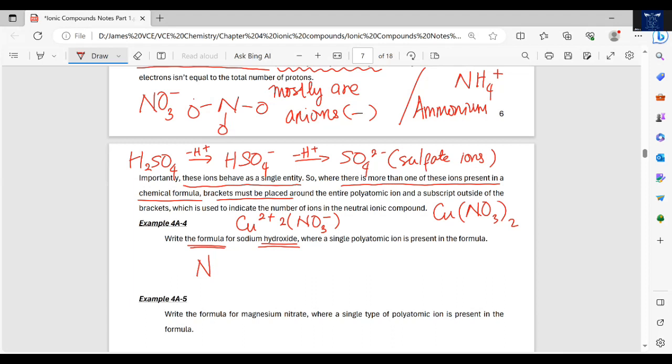Later on, I'm going to give you this table. So in this case, you will be getting the OH. If you do not need any multiplier, you don't need a bracket. If you need a multiplier, then you need to put in a bracket.